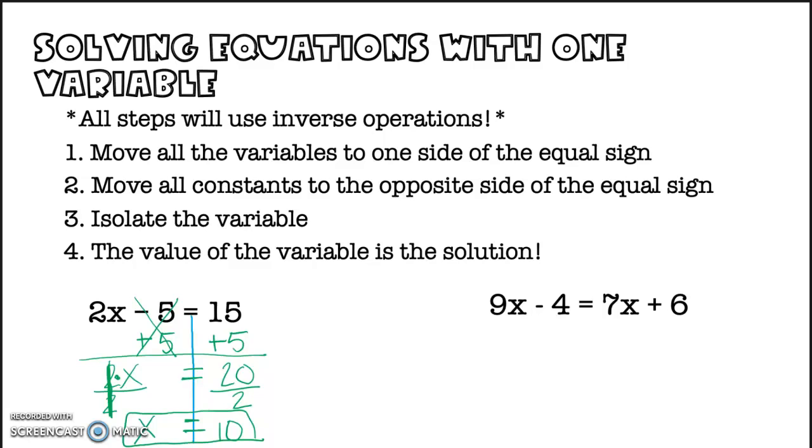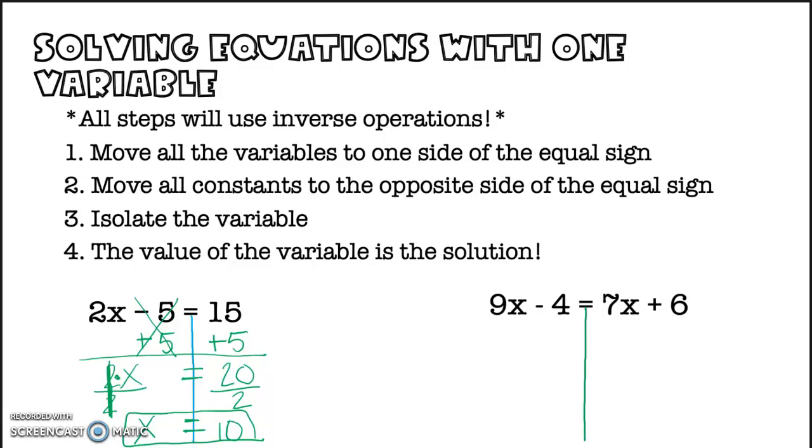So, again, step 1, move all variables to one side of the equal sign. But before I do that, I have to draw that line down so I remember to balance, keep my equation balanced. When I do to one side, I have to do to the other.